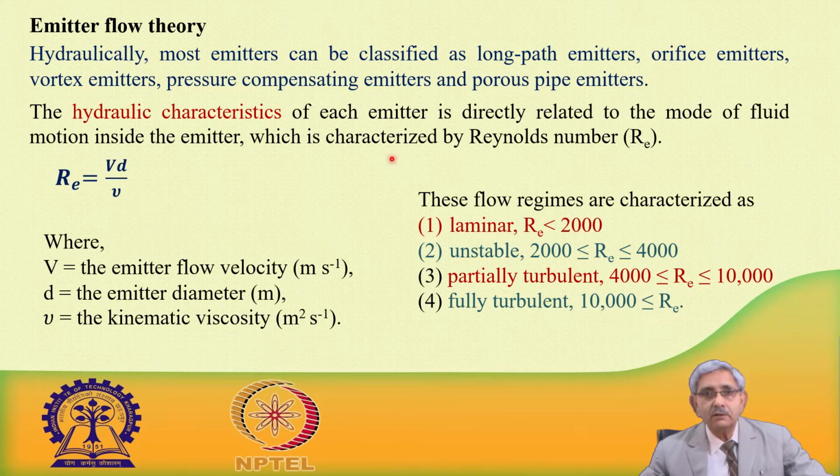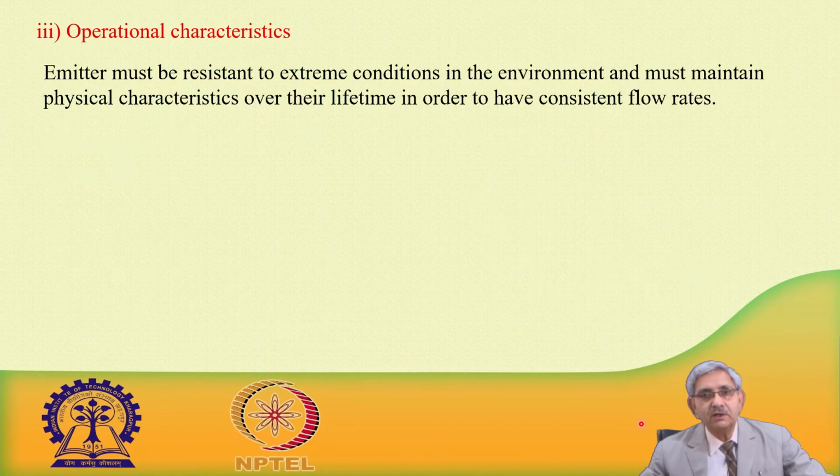The flow regime is classified based on the Reynolds number. It could be laminar, unstable, partially turbulent, or fully turbulent, based on the numbers which are given here.